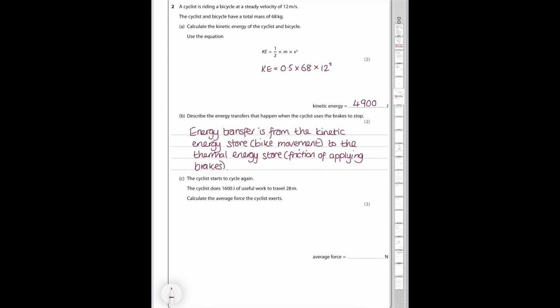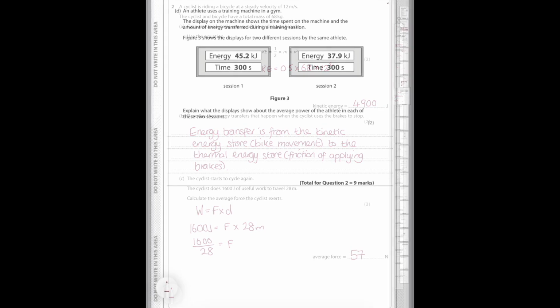Now here we have to recall one of the equations that we were supposed to learn. So work done is force times distance travelled. If we input our numbers, the work done here is 1,600 joules of energy, and that would be the force times the distance travelled, which was 28 metres. If we rearrange our equation, force would equal 1,600 divided by 28. And when we calculate that out, we get an answer of 57 newtons.